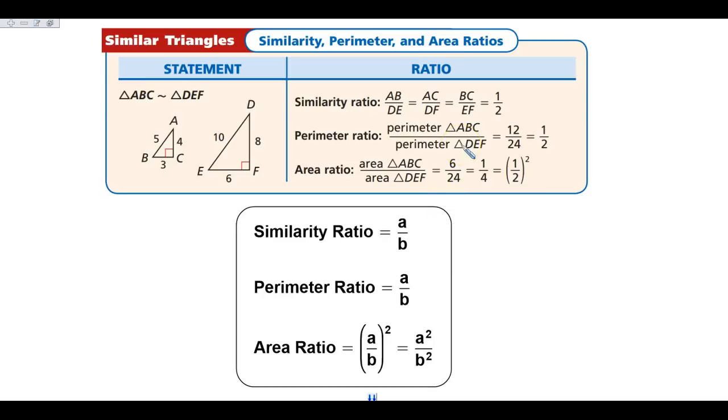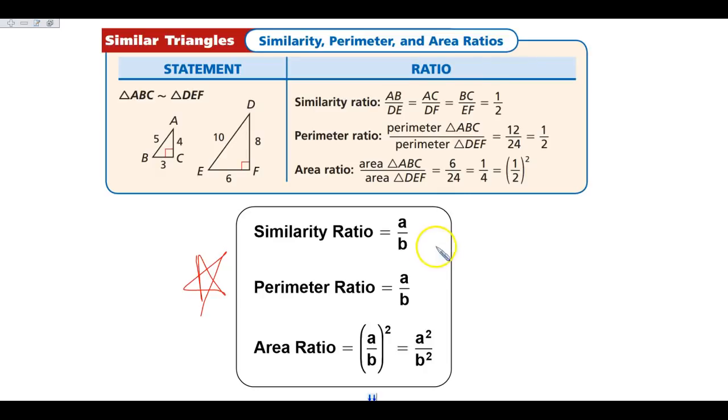Okay, so this is the important part here. Your similarity ratio and your perimeter ratio are the same. They do not change. It's going to be just like it was up here, 1/2 to 1/2, or whatever numbers. They're not always going to be 1/2. Your area ratio is always going to be that similarity ratio squared. So a squared over b squared. All right, it is really important that you understand this.